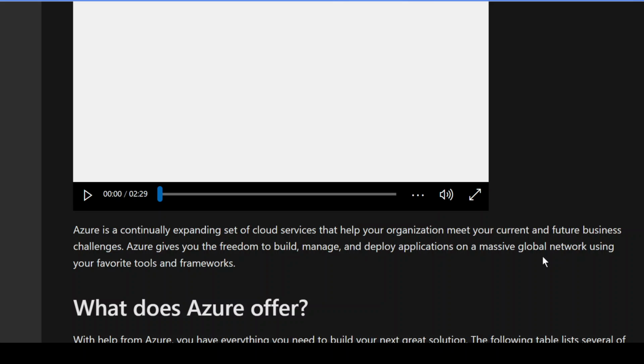Azure is a continually expanding set of cloud services that help your organization meet your current and future business challenges. Azure gives you the freedom to build, manage, and deploy applications on a massive global network using your favorite tools and frameworks. Oh, may mention kanina, yung pagde-deploy, parang meron silang Kubernetes, man.